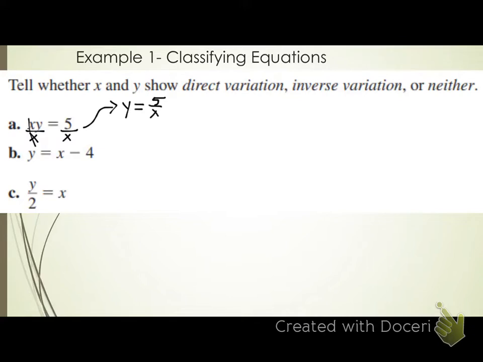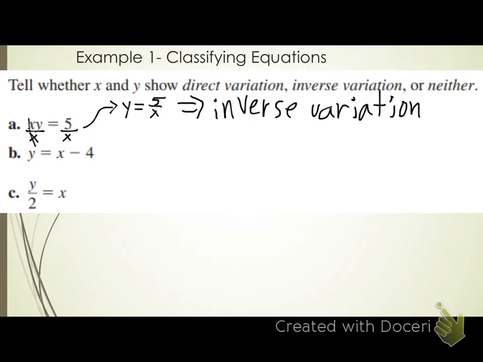Which is y now by itself? Yeah, that's inverse, isn't it? Because it takes the form y equals a over x. Does everyone see that? So I would say inverse variation. Does that make sense? We solved it for y. Took the form y equals a over x, so I know it's inverse variation. Questions on A?